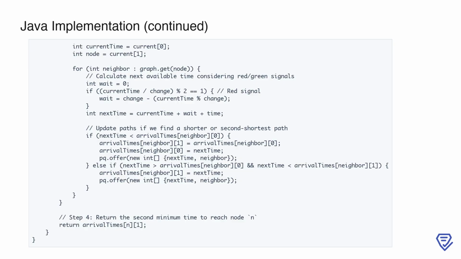After processing all neighbors, the BFS continues until the priority queue is empty. At the end, the second minimum time to reach the destination node n is stored in arrival_times[n][1], which we return as the result of the function.